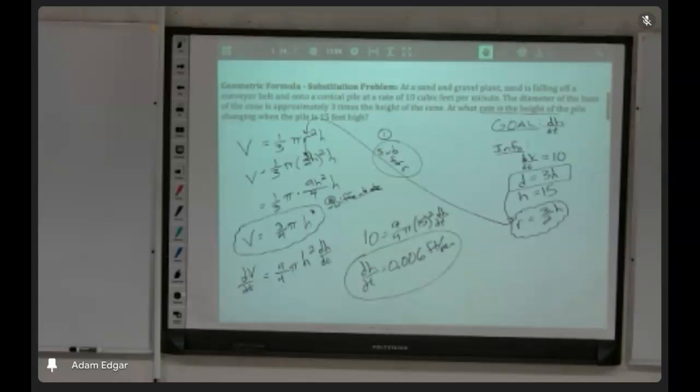At a rate of... I don't know how fast they inflate. 5 cubic feet per minute. They're much taller than they are wide. So we'll say the height is 8 times the radius. Find the rate of change of the height when the height is 7 feet.